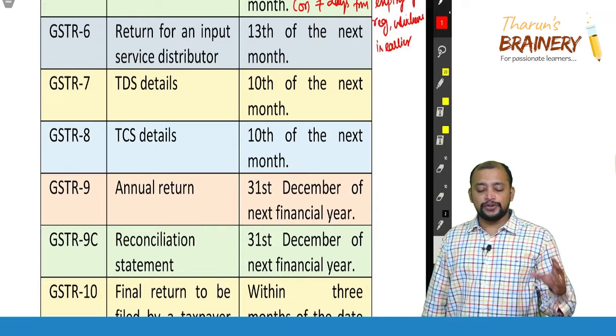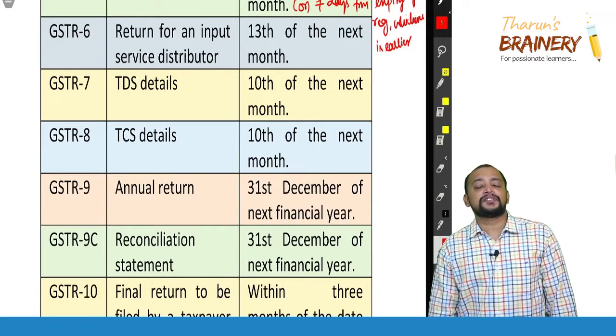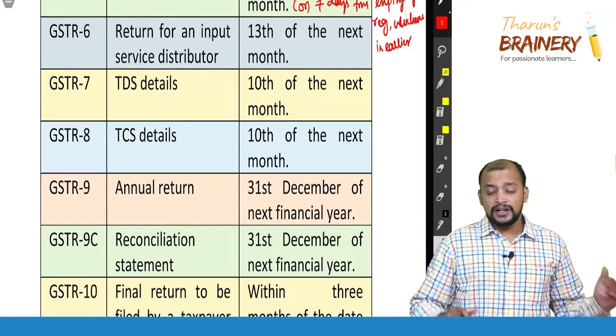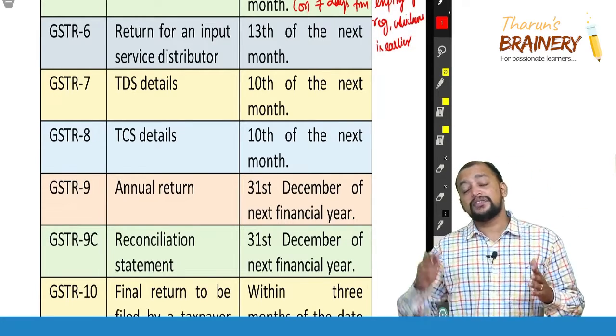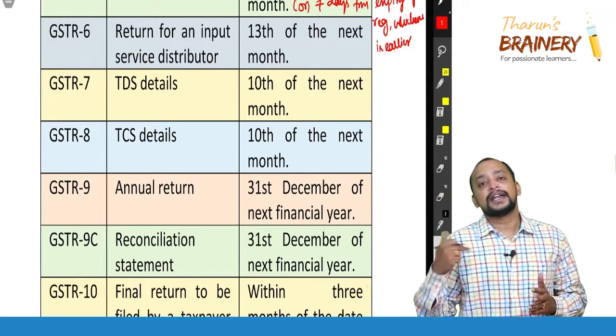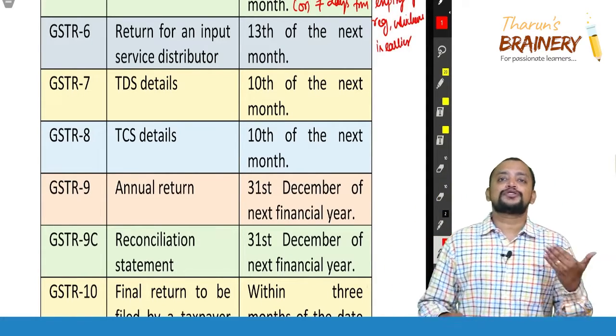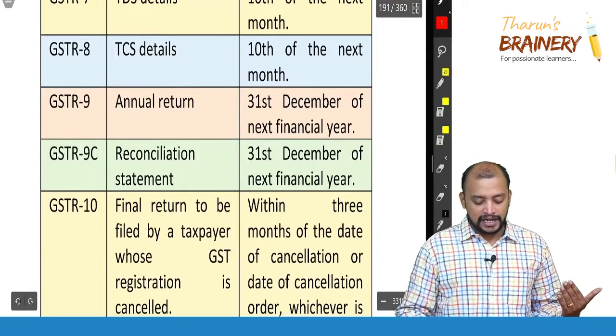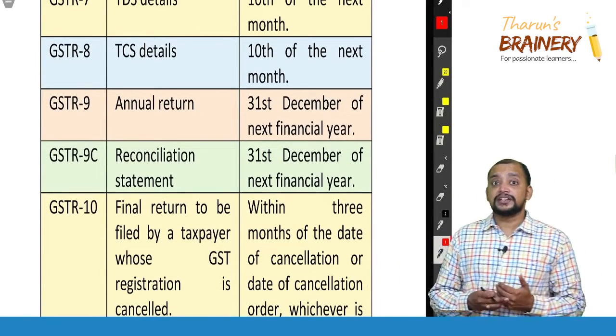GSTR 9 is an annual return. It is to be filed by 31st December of the succeeding financial year, whereas 9A is not there. Previously 9A was for composition scheme, but now that is replaced with GSTR 4. 9B is e-commerce operator annual return, same deadline.